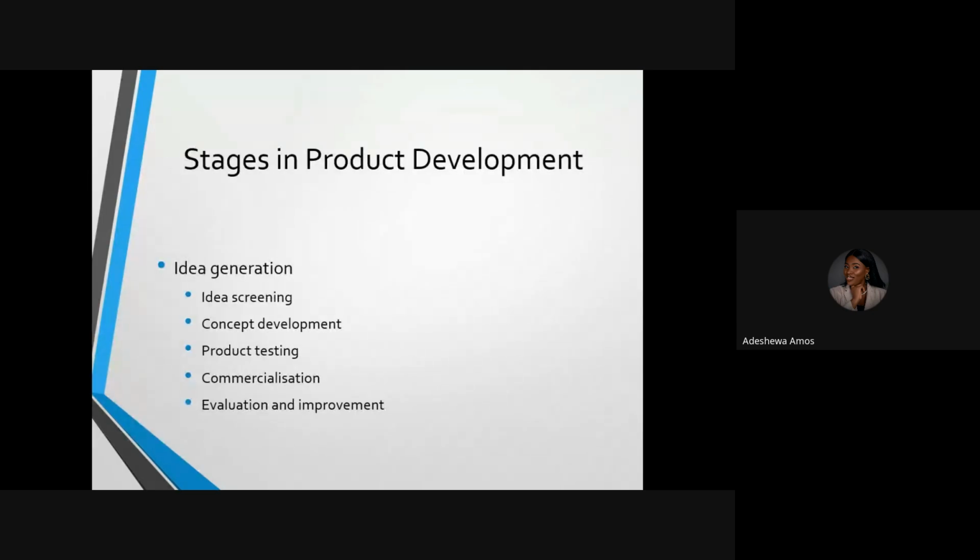Now we have stages in product development. We have the idea generation. So how do we develop a product? This was learned in Principles of Marketing. You people did Principles of Marketing last semester, so all this was learned there, but let's quickly talk about it. What are the stages that you go through when you are developing products?